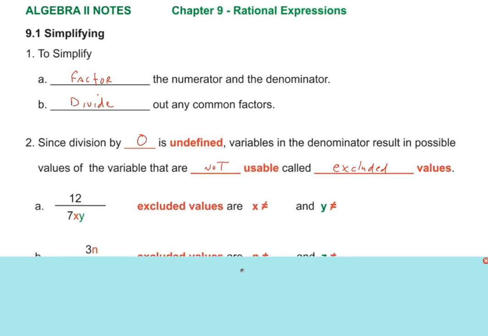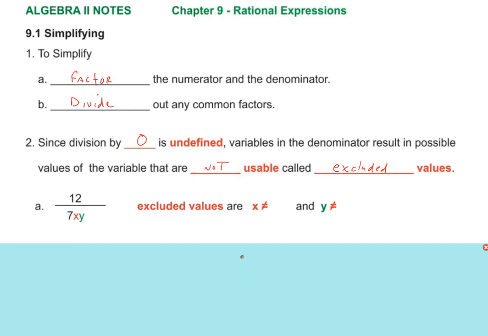So a couple examples. So this first one here, we have a 12 divided by a 7xy. I could care less about the 7. I don't care about the 12. If there was a variable in the top, I wouldn't care about it either, and I'll mention that in a minute. What I am concerned about is that x in the denominator and that y in the denominator. So here's the reality. If in the denominator the x were a 0, then the denominator would be 0, and that won't work. So x cannot be 0. 0 is an excluded value.